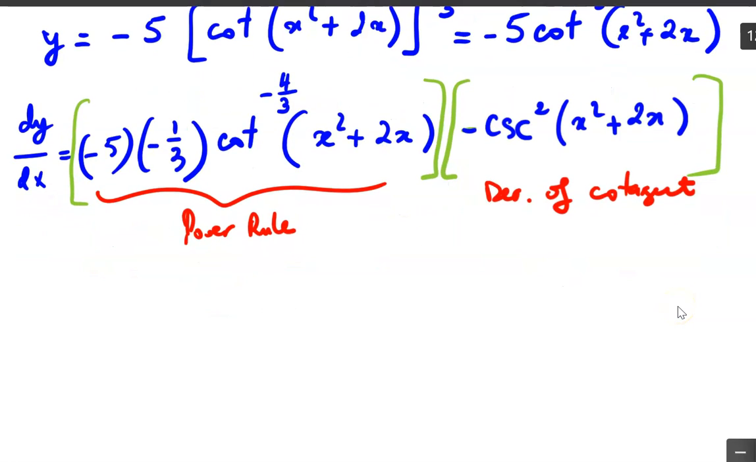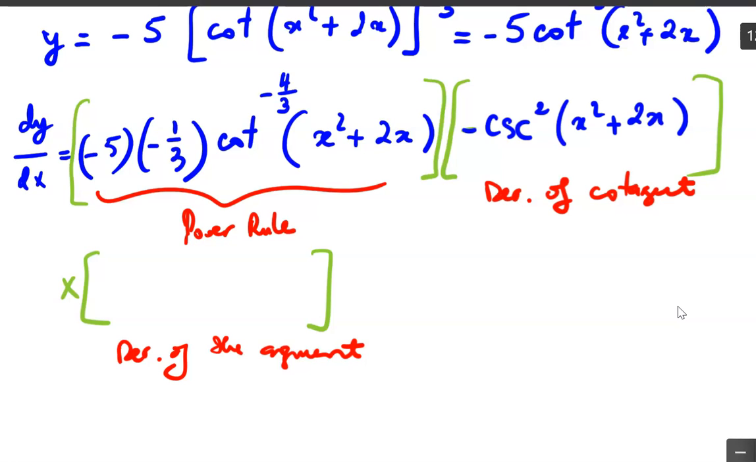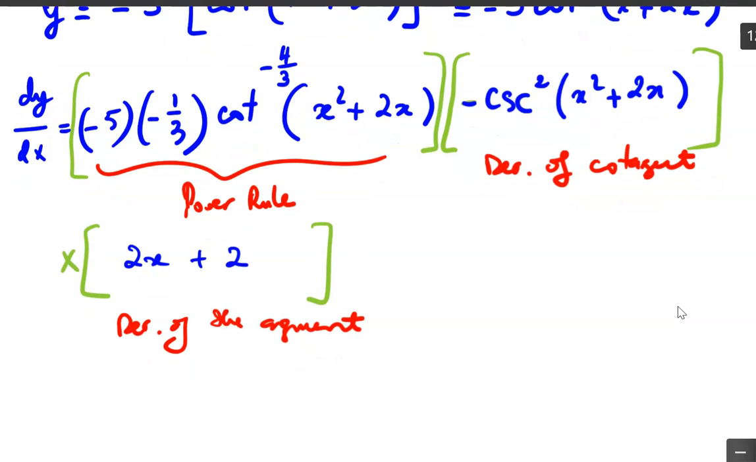And the next step is I will multiply by the derivative of the argument. The argument in this case is x squared plus 2x, so I should have 2x plus 2. I also would like to make a note to everyone that I can factor out the 2, so I will have x plus 1.